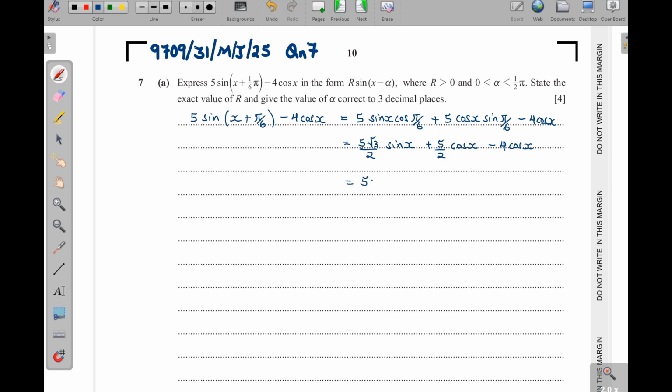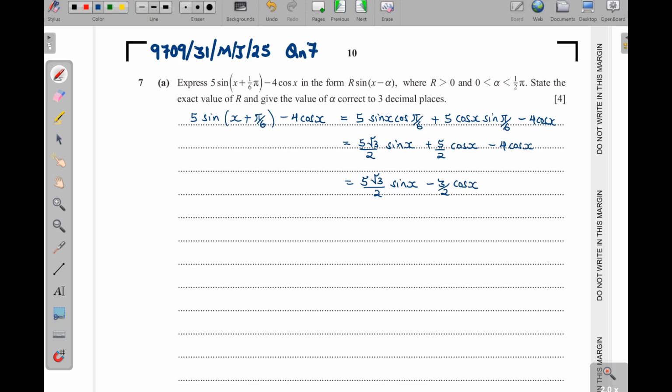So meaning we have 5 root 3 over 2 sine of x, and then we shall have a negative 3 over 2. Okay, because 5 minus 8, you get what? A negative 3 cosine of x.